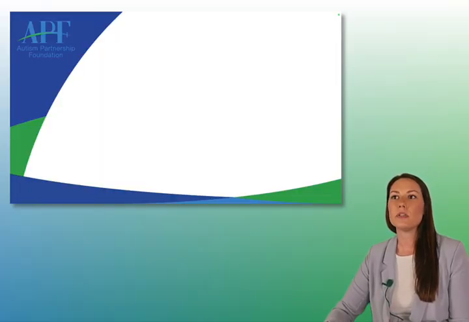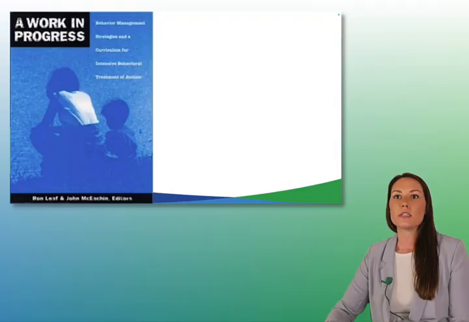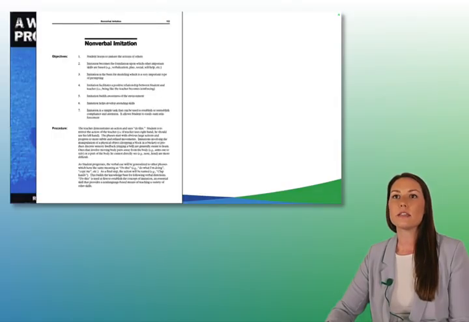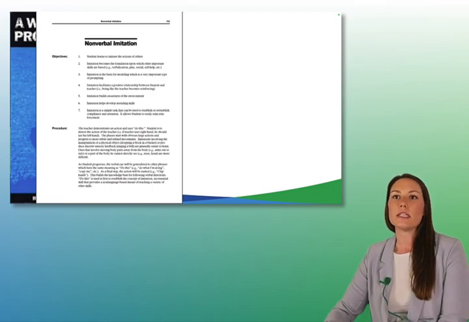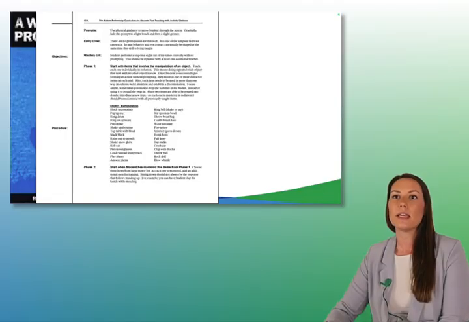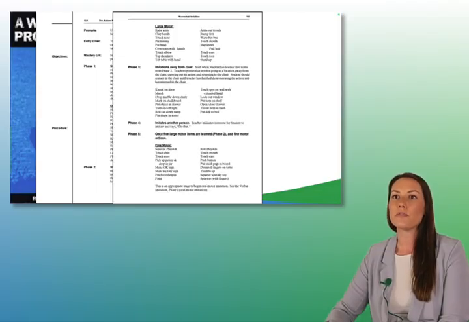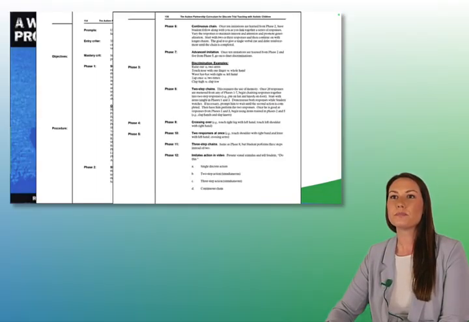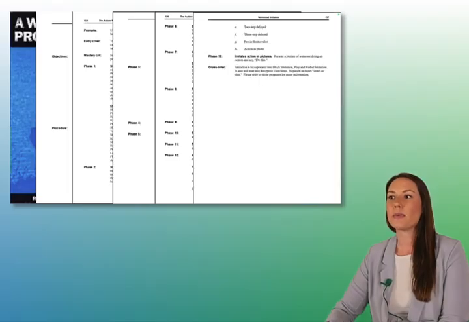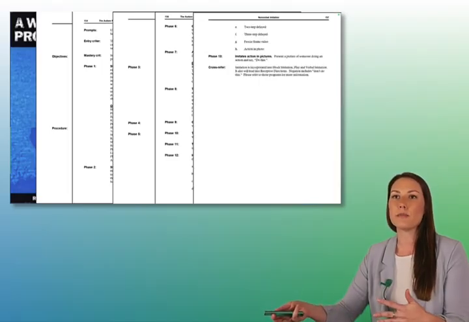Here's another example, also from one of our books written by Drs. Ron Leaf and John McEachin, A Work in Progress, and here is nonverbal imitation. Again, you can see the program objectives there, and then procedures below that. And then it has some prompting strategies, prerequisite skills or entry criteria, mastery criteria as well, and then into those phases again. So you can see phase 1, moving on to phase 2. This one has quite a bit, so phase 3, phase 4, phase 5, and so on and so on. So quite a bit of advancing the program for nonverbal imitation.